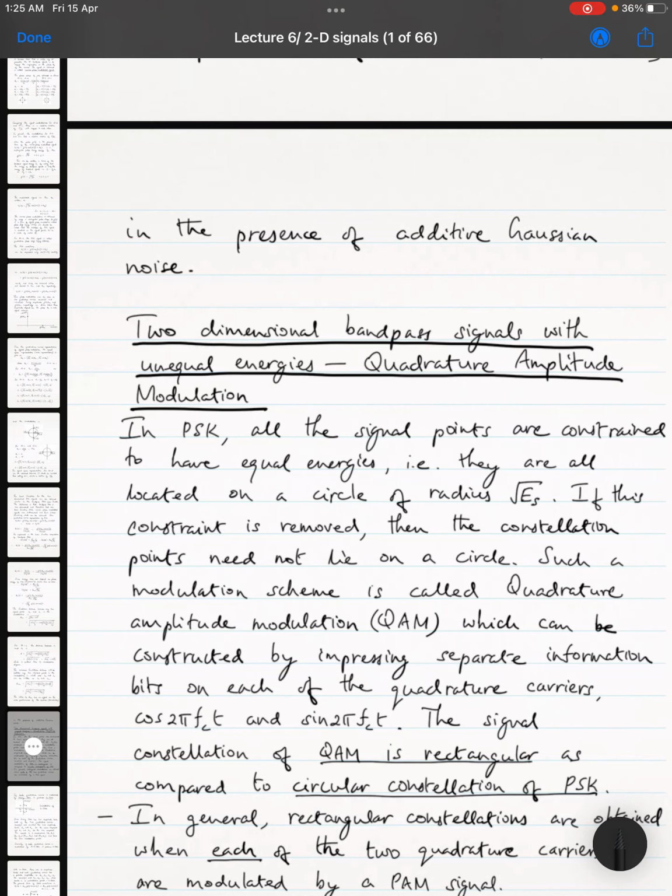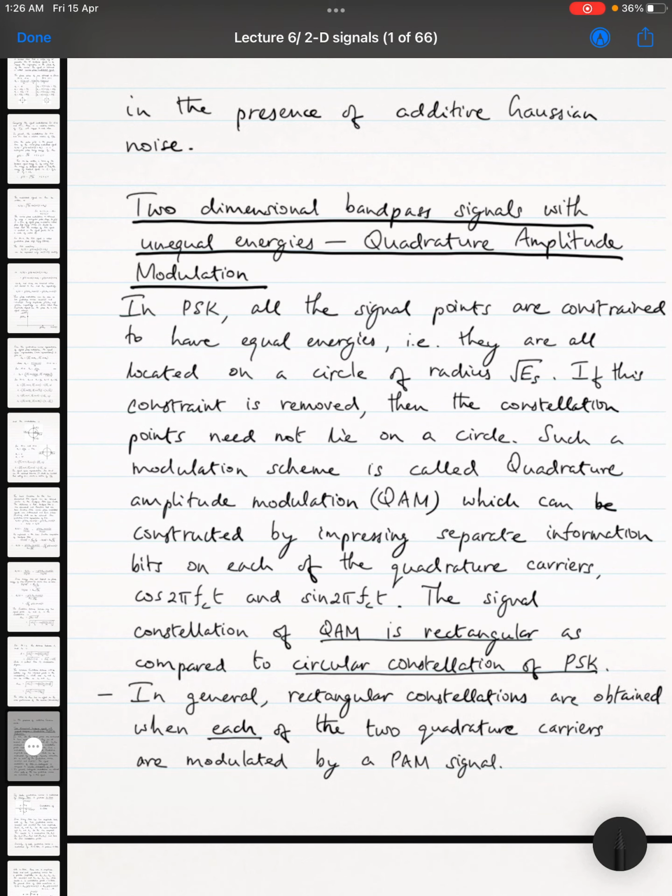Now, when we look at signals which have unequal energies, that means the signals will have different amplitudes. Each of the signals may have different amplitudes and phases, or a combination of both, and this gives rise to quadrature amplitude modulation. So basically in QAM we remove the restriction that all the signals have equal energy, so they are no longer located on a circle of a certain radius. That is the difference between PSK and QAM. Again, in QAM we can have different levels, like 4 QAM, which we simply call QAM, and we can have 16 QAM, 32 QAM, and so on.